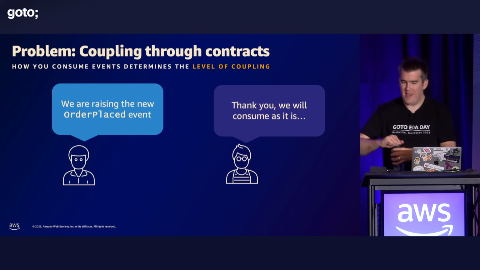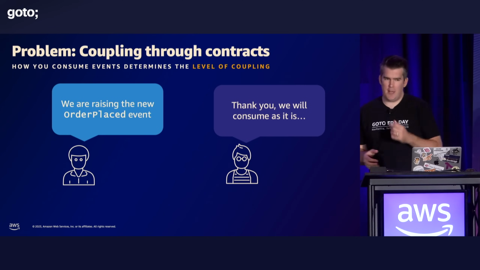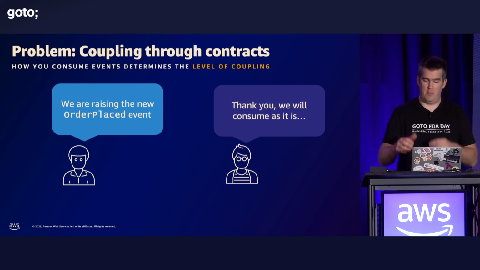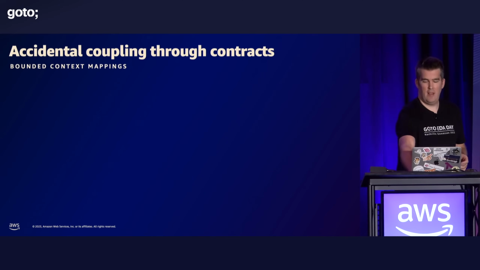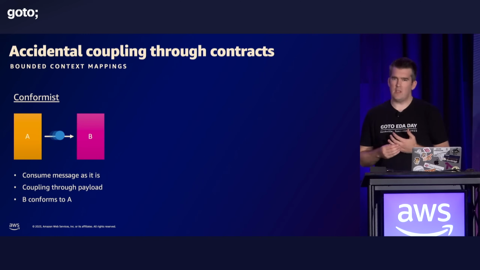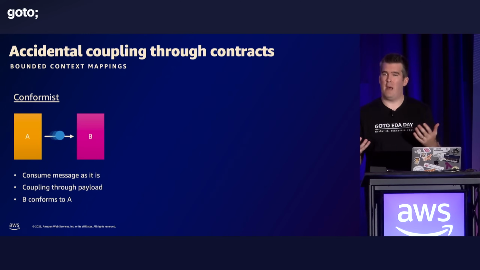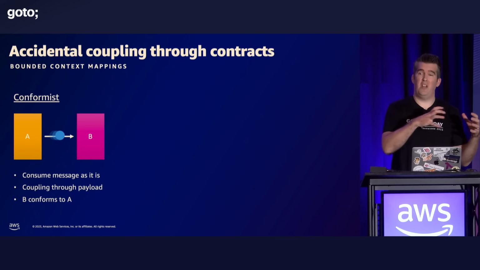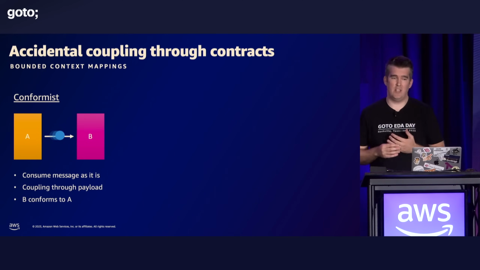So, consuming events as they are. Now, if you're integrating with any services or any producer, you will fall into some of these categories. The first category here is the conformist. What we're doing here is looking at domain-driven design, bounded context mappings, and how they apply to event-driven architectures, because there is a connection here.